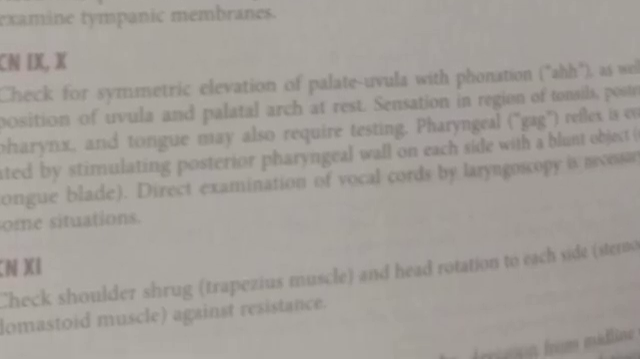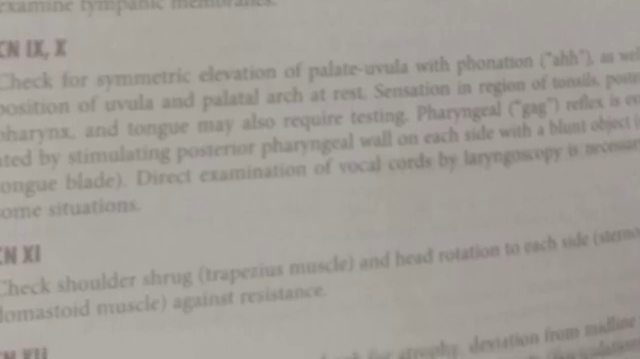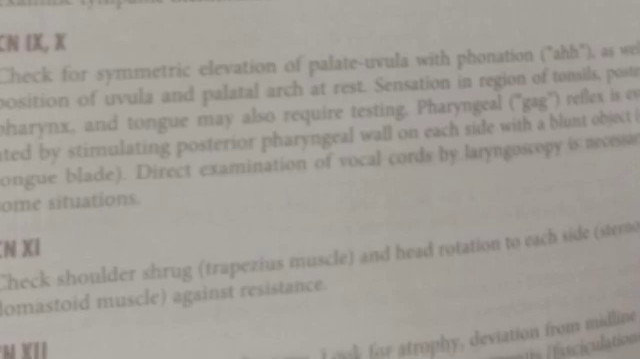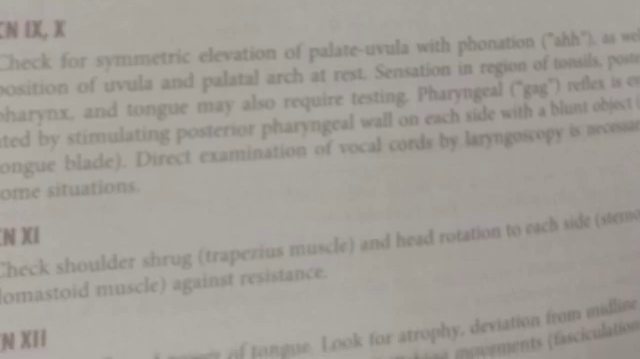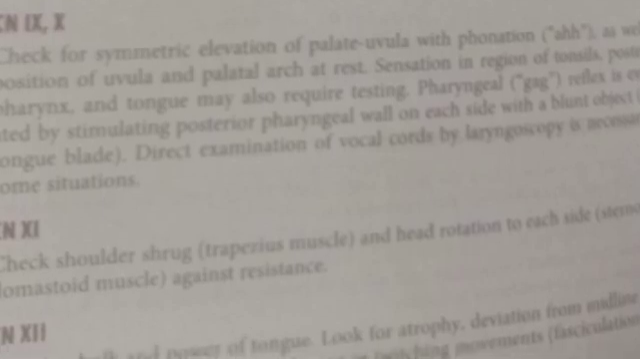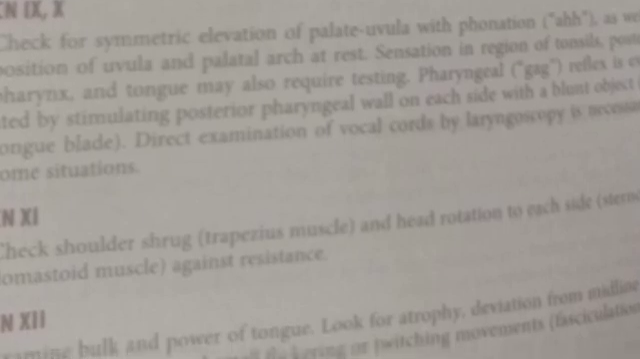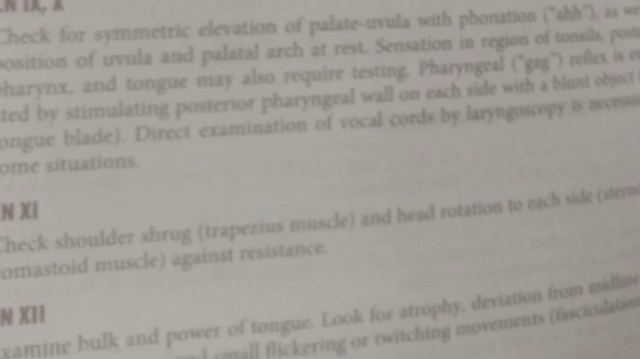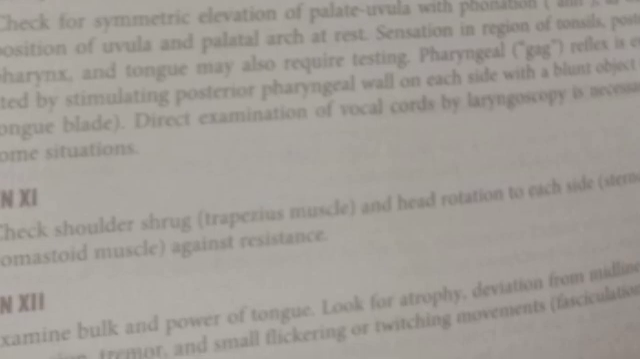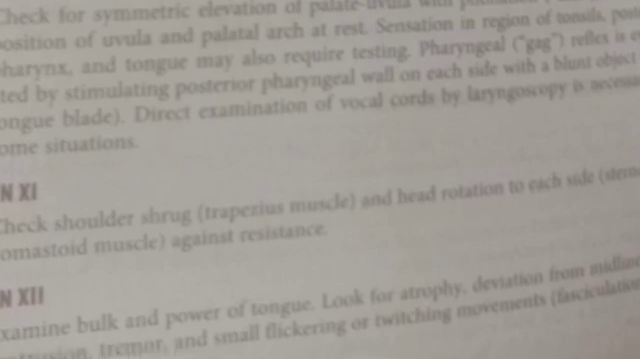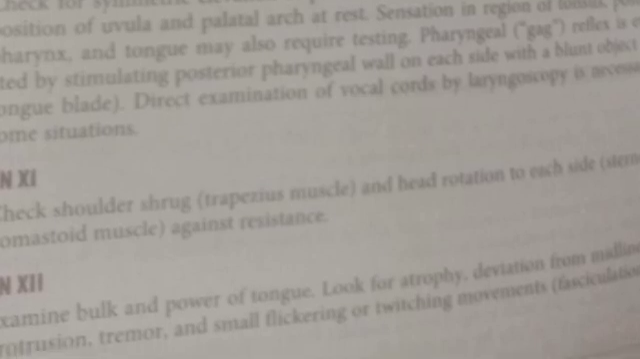The 11th cranial nerve: check shoulder shrug, that is the trapezius muscle, and head rotation to each side, the sternocleidomastoid muscle, against resistance. The 12th cranial nerve examination includes bulk and power of the tongue. Look for atrophy, deviation from the midline with protrusion, tremor in the tongue, and small flickering or twitching movements, that is fasciculation of the tongue.